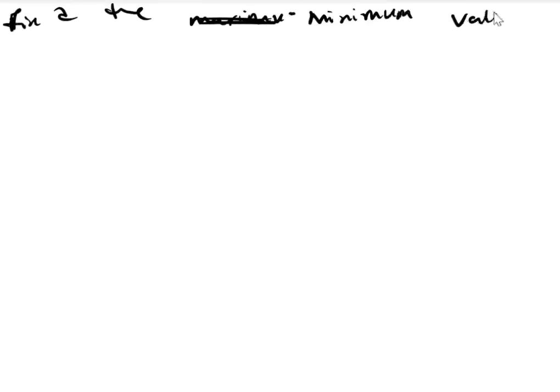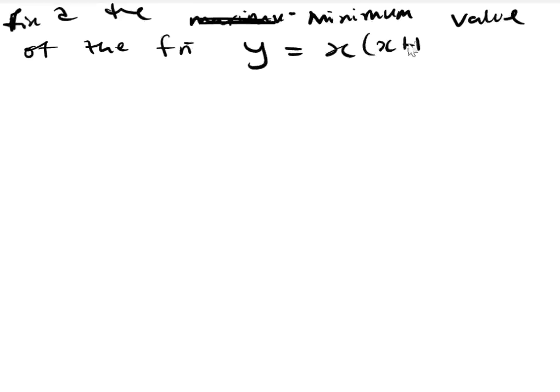What if you are asked to find the minimum? Let's look for minimum this time around. The minimum value of the function y is equal to x times (x plus 1) all squared. And to solve this, let's expand the bracket.